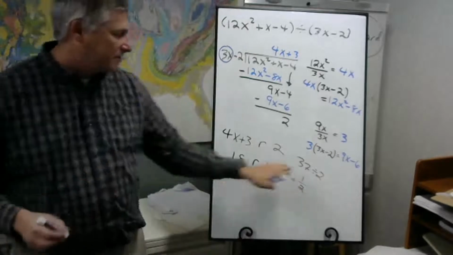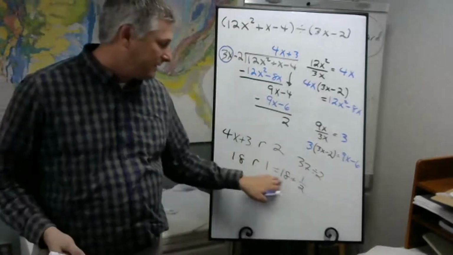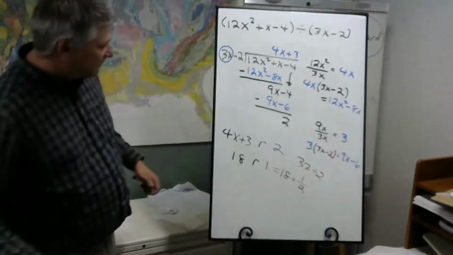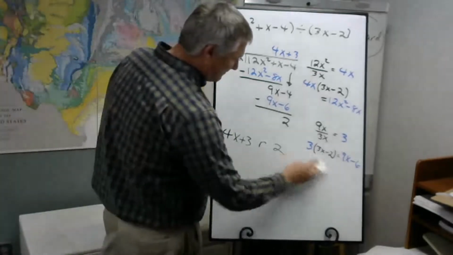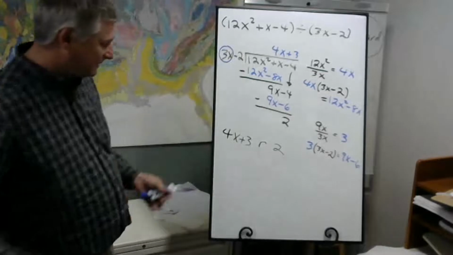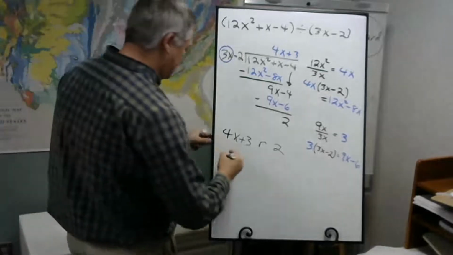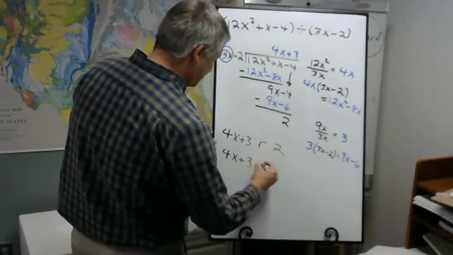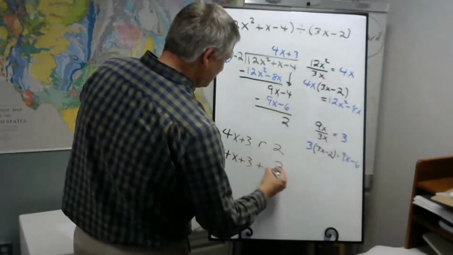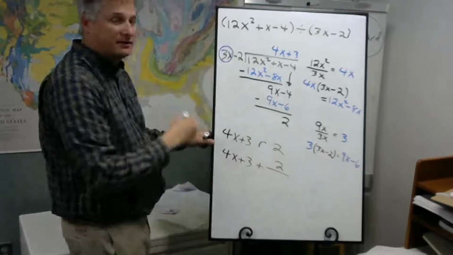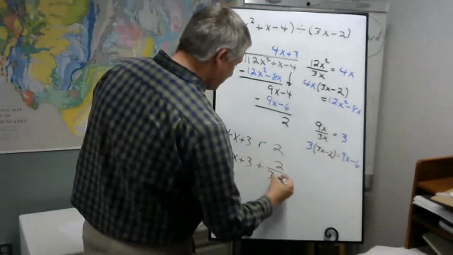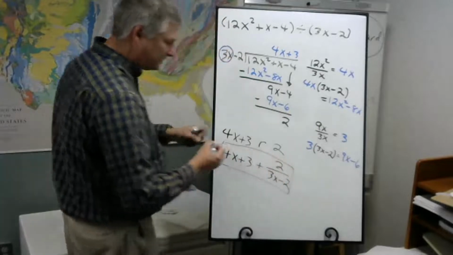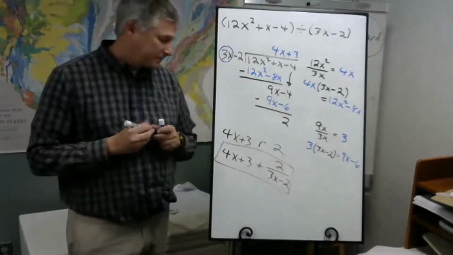And sure enough, if you take 37 divided by 2, you get 18.5. So same thing here. Our answer now becomes 4x plus 3 plus 2 divided by the divisor. And so that's going to be our answer.